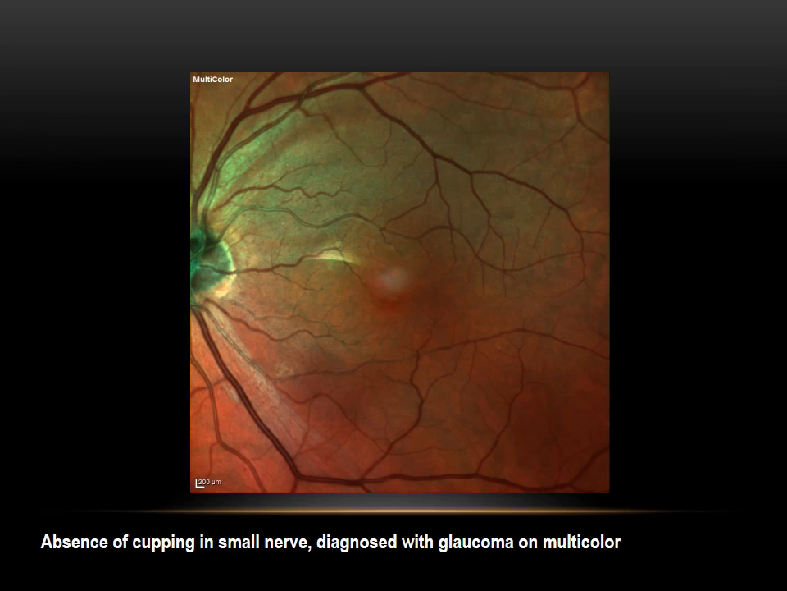And in the other eye of this patient, one can see an inferotemporal loss as well as a very clear-cut superotemporal loss of the nerve fiber layer.